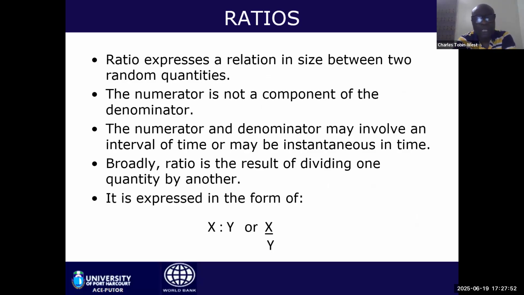Ratios express a relationship in size between two random quantities. A is to B, C is to D. Those are ratios. In a ratio, the numerator is not a component part of the denominator, unlike in a rate, where the numerator is part of the denominator. Then the numerator and denominator may involve an interval of time or may be instantaneous in time. So broadly speaking, you can express ratios the way we have seen it, x is to y or x over y, okay?